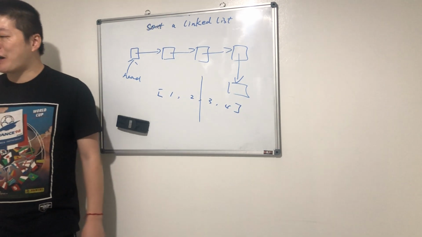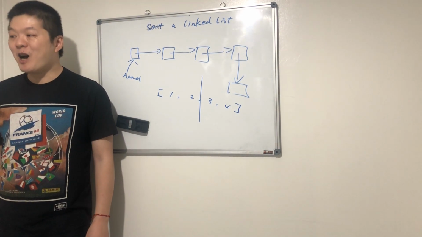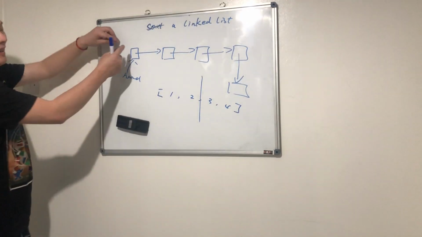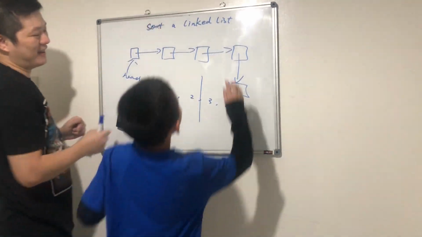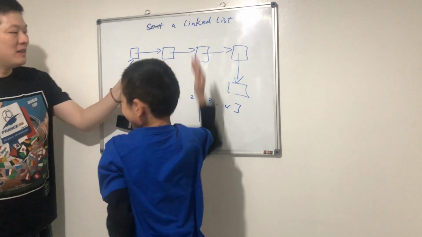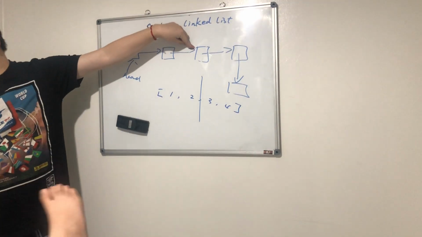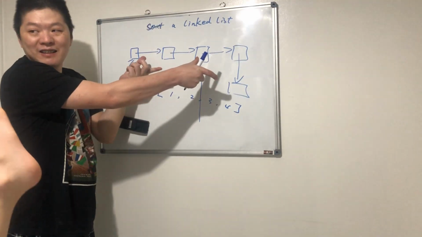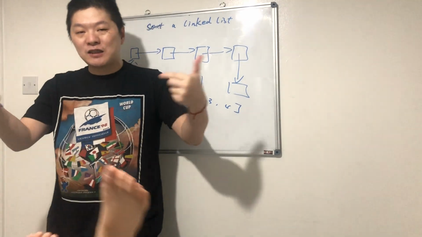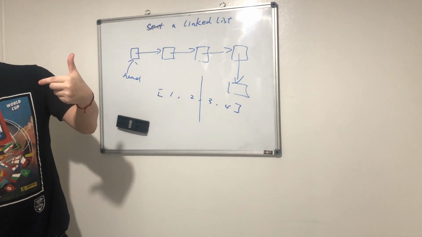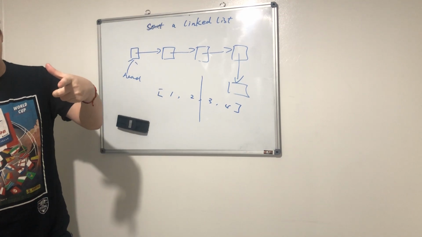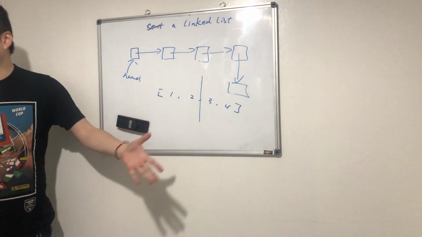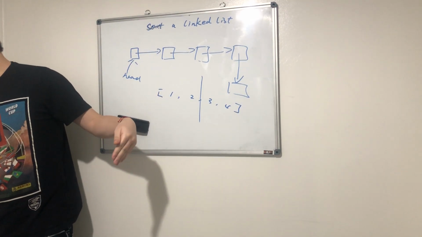Do you remember we talked about finding the middle? The fast and slow pointers. So we know the middle, so we can cut it into half. And then we can sort these two linked lists. Once the two linked lists are sorted, then we can merge them. Remember how we also talked about how to merge two sorted lists, right?